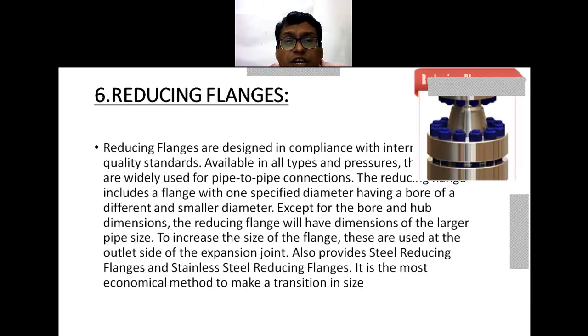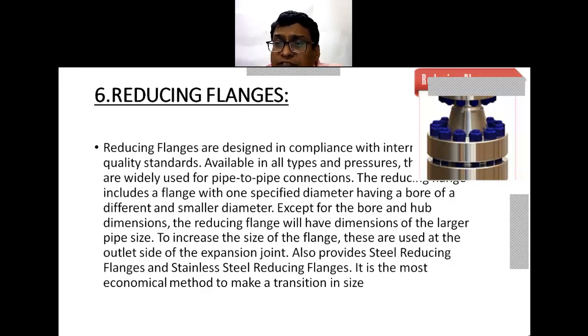Then next is the reducing flanges. In these reducing flanges, the change in diameters is more prominently available. Reducing flanges are designed in compliance with the interchangeable quality standards. This includes a flange with one specified diameter having a bore of a different or smaller diameter. The difference in the bore diameter is related to these reducing flanges. You can say they are reducing or expansion joints also.